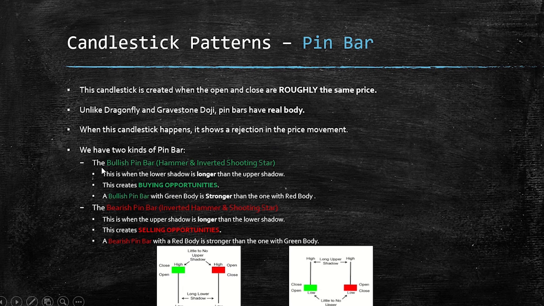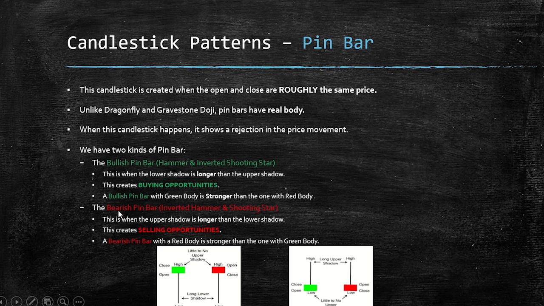So we have two kinds of pin bar. The first one is the bullish pin bar, which can be formed by what we call a hammer or an inverted shooting star. So what is a hammer? A hammer is this one here. If you can see, this one has a real body that is green and this one has a real body that is red. This creates buying opportunities. A bullish pin bar with a green body is stronger than the one with the red body.